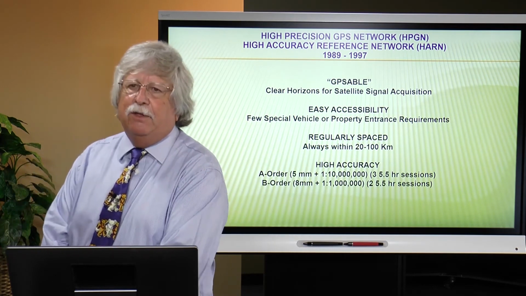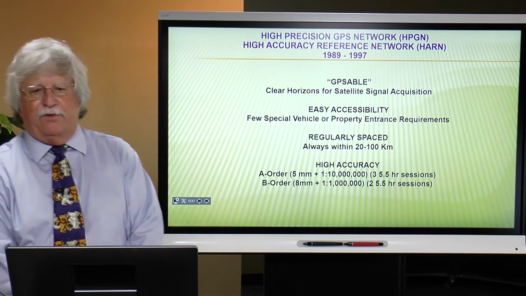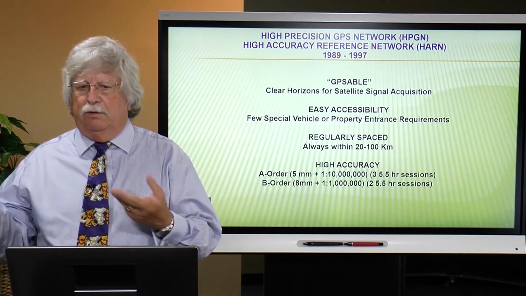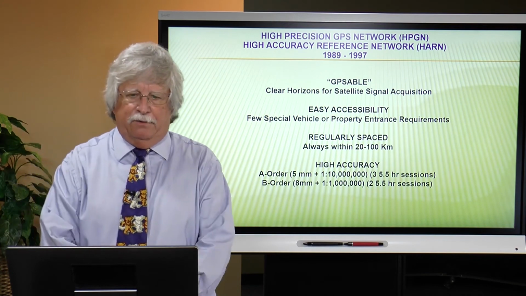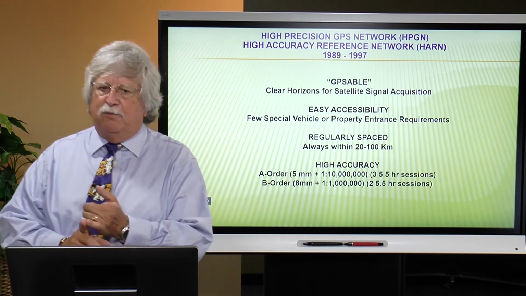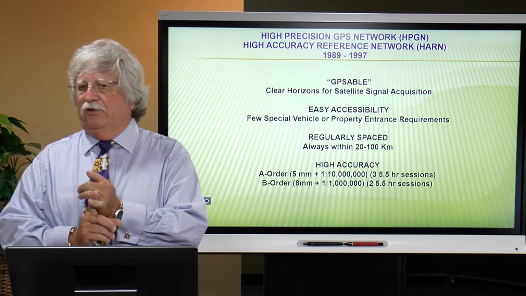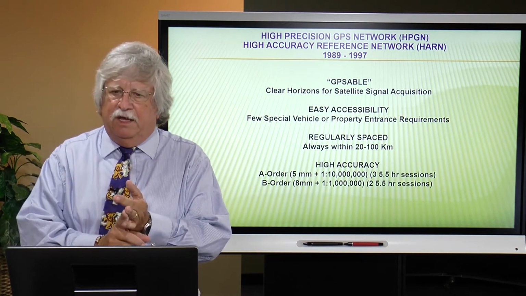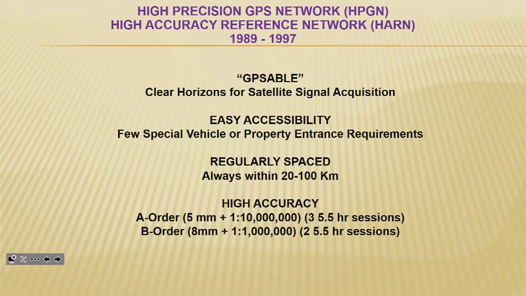In 1972, the name is changed to the High Accuracy Reference Network, so the acronyms HARN and HPGN, you'll see them out there. But now, because GPS is being used, everything has to be GPSable, naturally. Try to make the stations easily accessible and regularly spaced. And the agency had to create new orders of accuracy that never existed before.